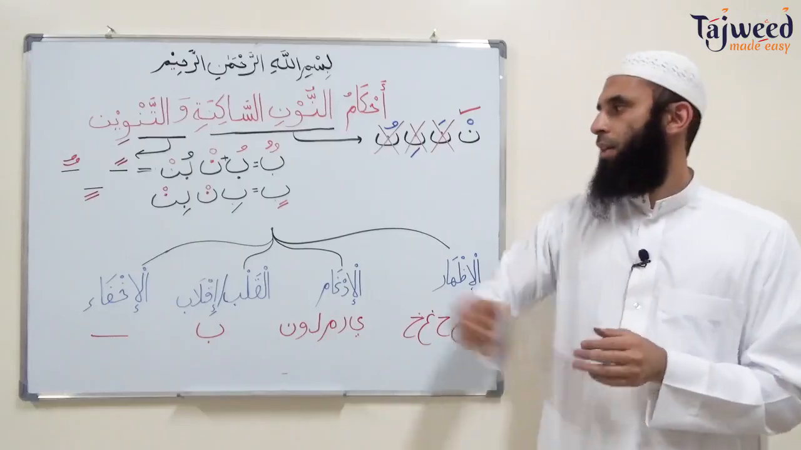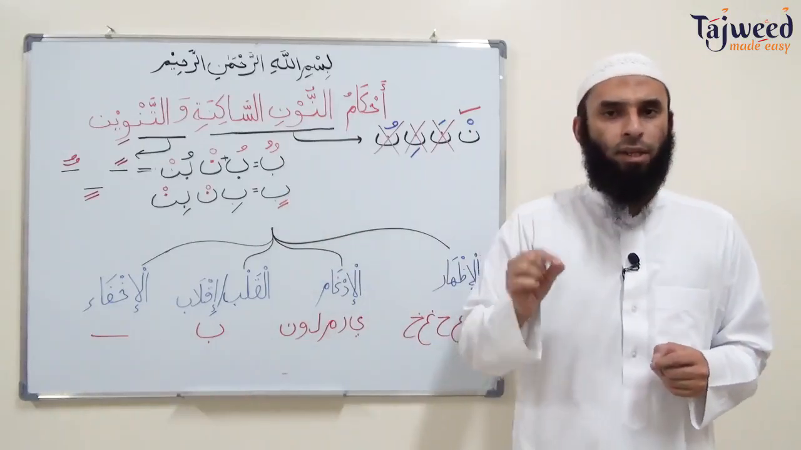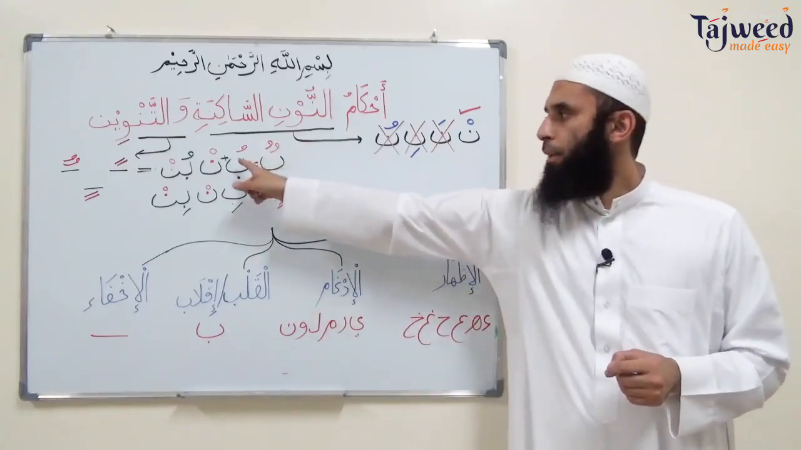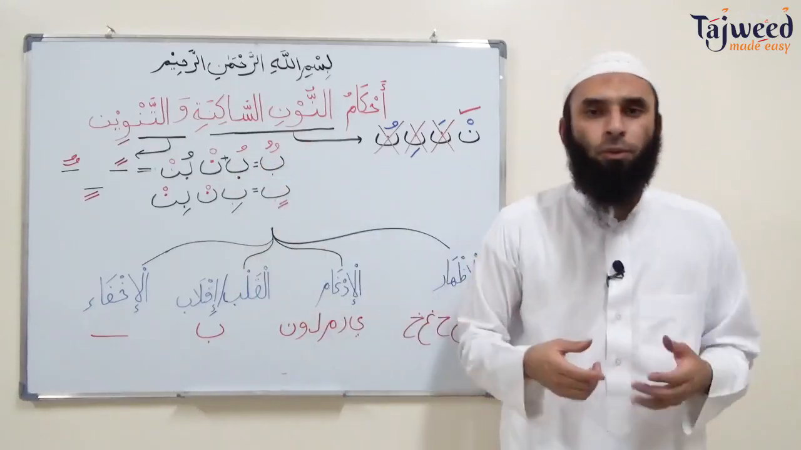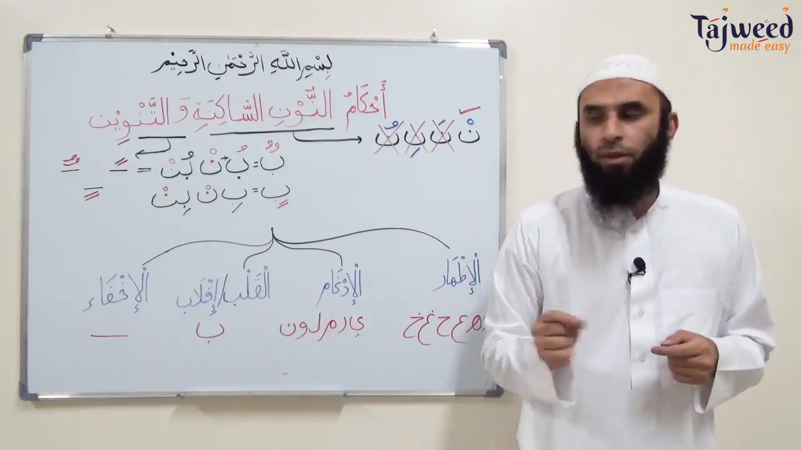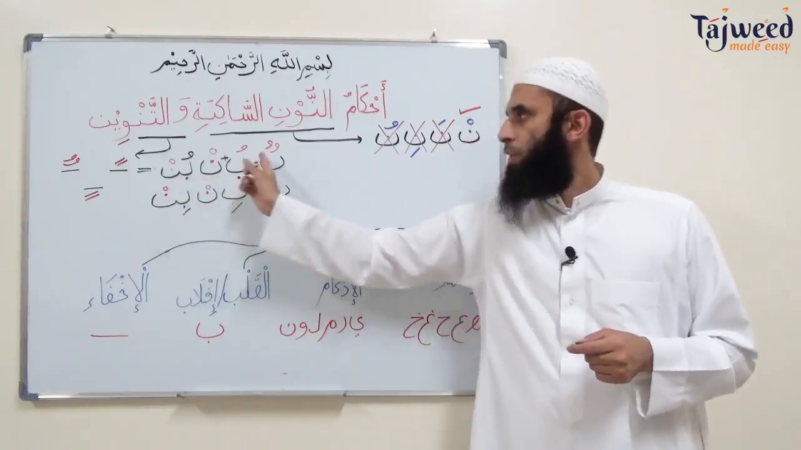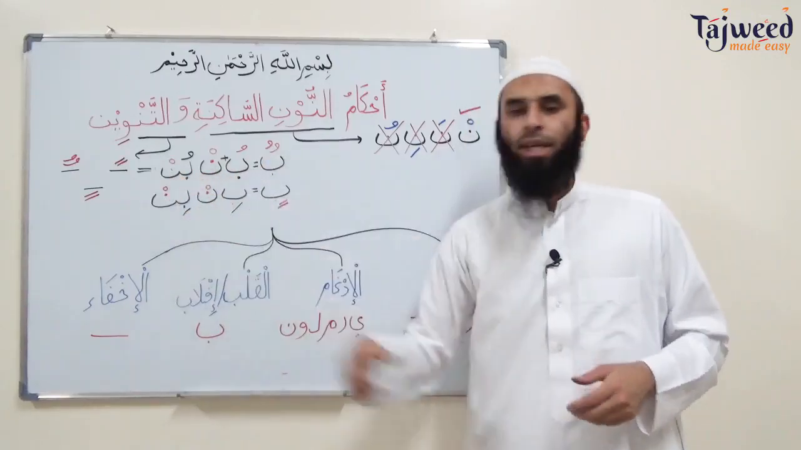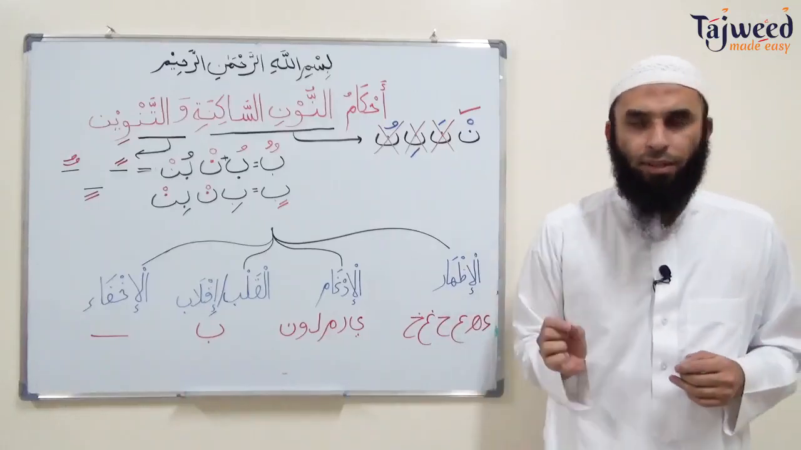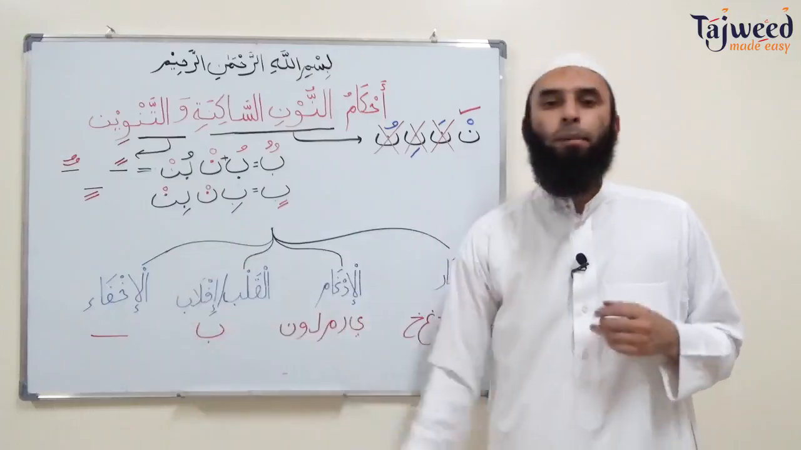What do I mean by this? I've written here a ba. Ba has a dhammatan, which makes an un sound. So bun. Bun is actually ba with a dhamma plus a hidden nun. This nun is pronounced, but we do not write it down. So ba with a dhamma, un, we're pronouncing this bun. So this is actually this. But the nun is hidden. We do not see it because it's not written. And bin is actually ba with a kasra, nun sakina, bin.